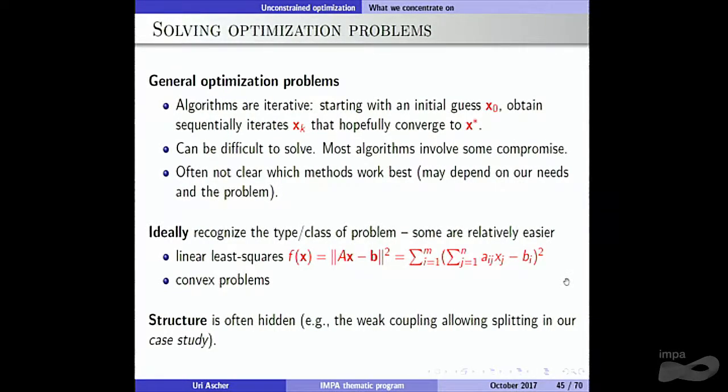And the idea is often to recognize something simple, such as this quintessential data fitting problem in least squares, and to find structure and to be able to use the structure.